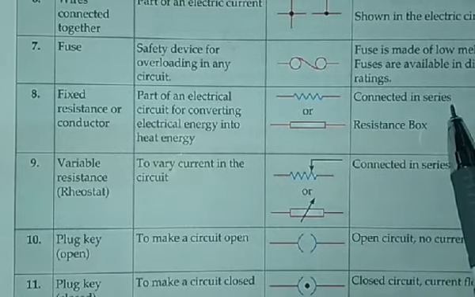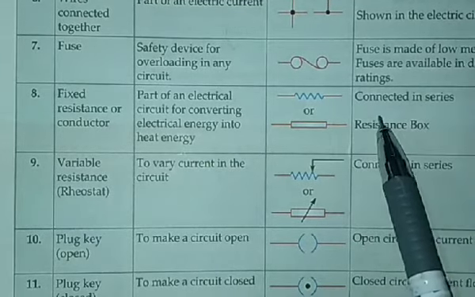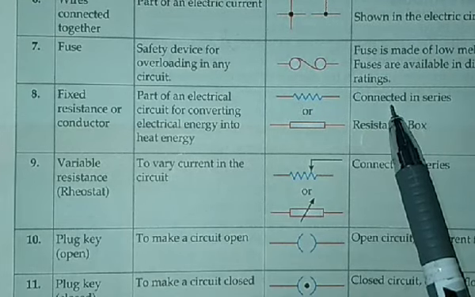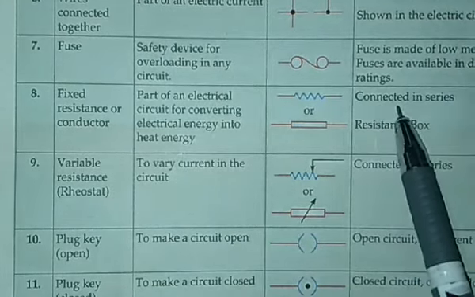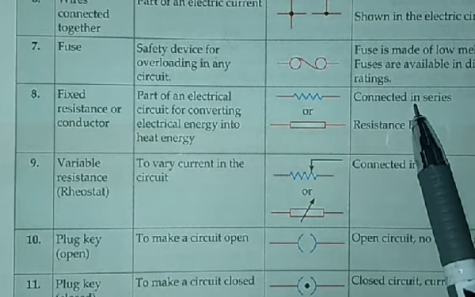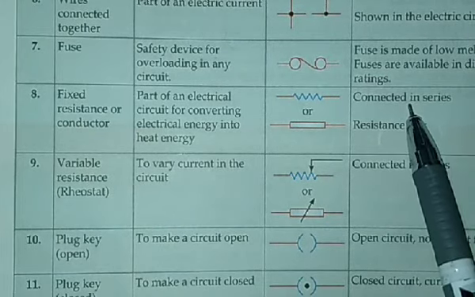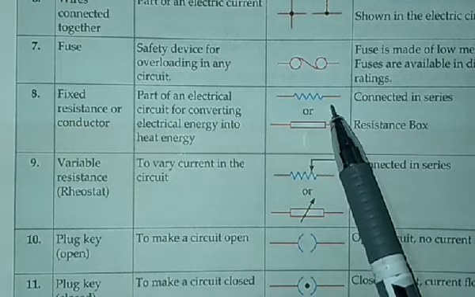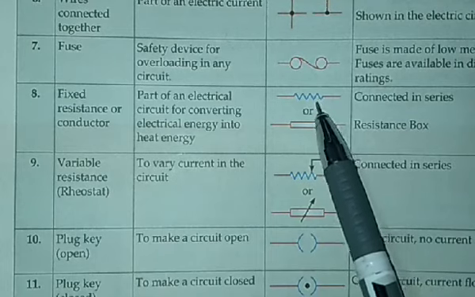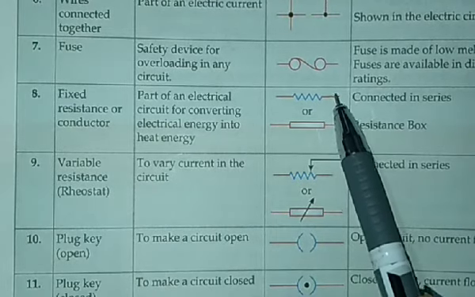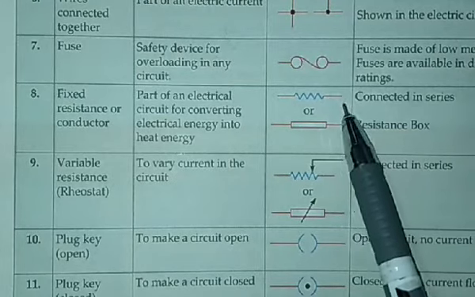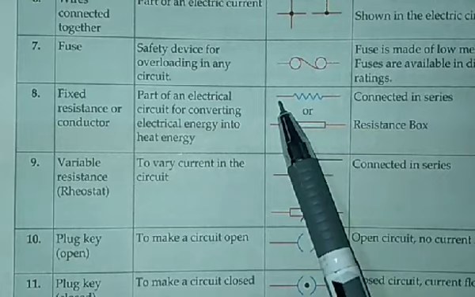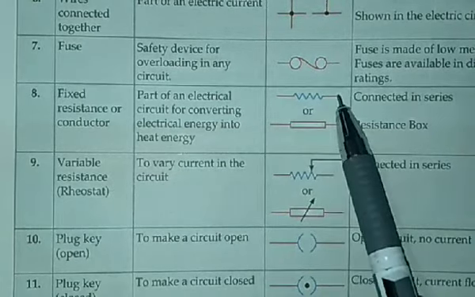Okay, students, connected in series. How is this resistance connected in an electrical circuit? Students, it is always connected in series to the electrical circuit, that is, an end-to-end connection. What does it mean? The positive terminal of the resistance is connected to the positive terminal of the battery or the circuit, and the negative terminal of the resistance is connected to the negative terminal of the battery or circuit.